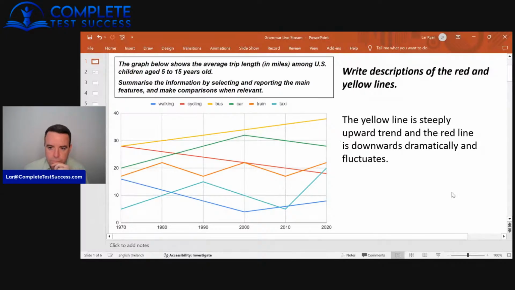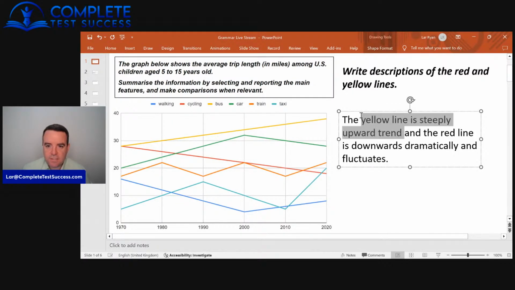Now, when we use the word and, if it's followed by an independent clause, we need a comma before the word and. So here, that first sentence is about the yellow line, and the second part of the sentence is about the red line. So it's a new topic. We have a new subject here. So because we're no longer talking about the yellow line, we're changing, we have a new subject, we need a comma before the word and.